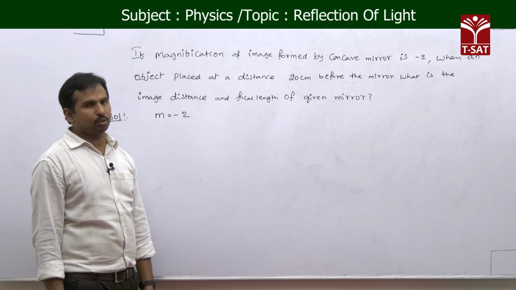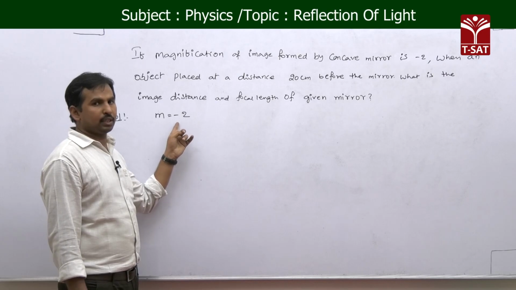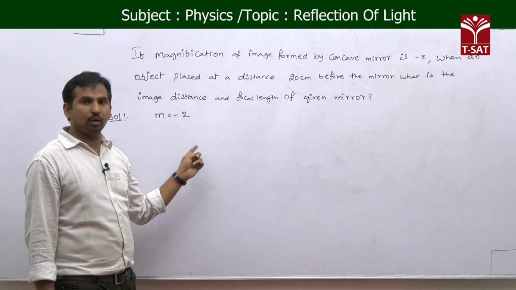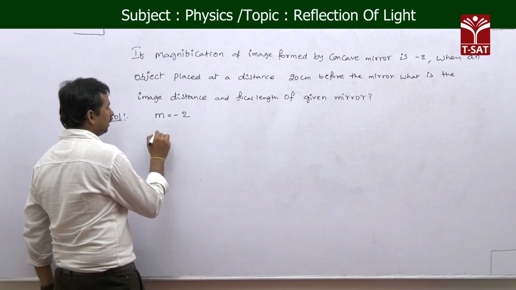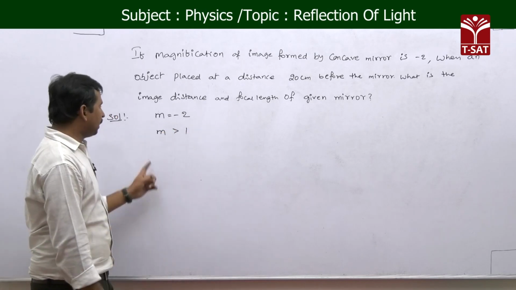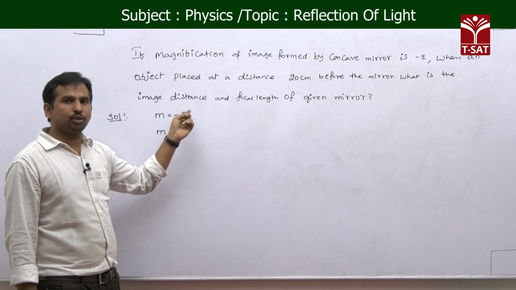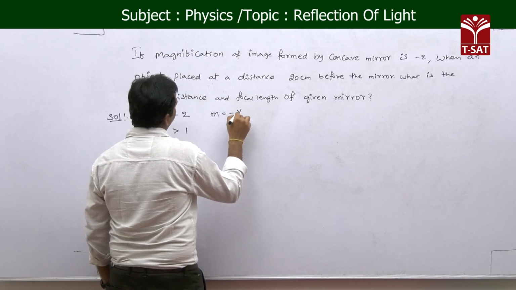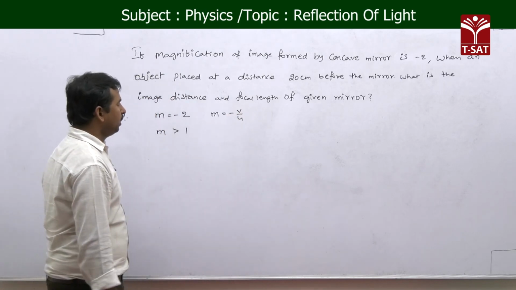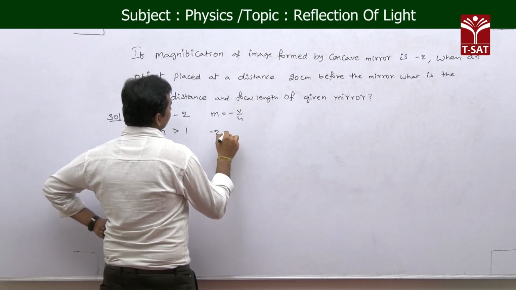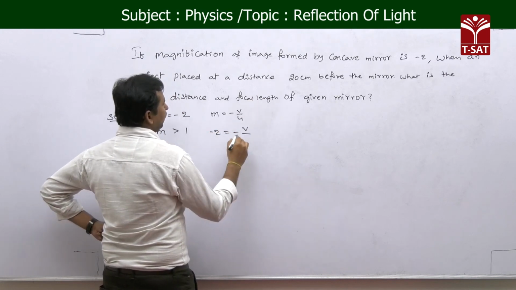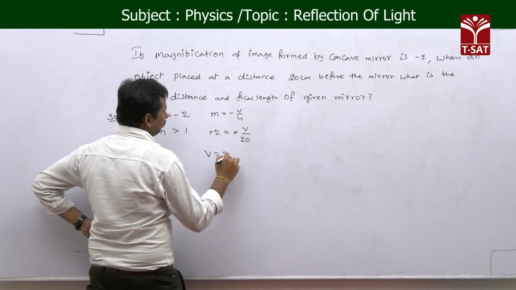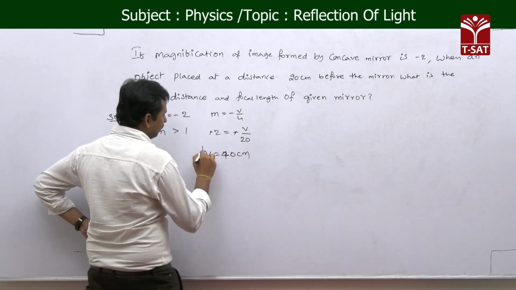If m is equal to minus 2, as I said before, minus represents inverted, and 2 represents a magnified or enlarged image, because the m value is greater than 1. First we have to check that. And not only that, we know that m is equal to minus v by u. Then minus of v by u, where the u value is already given in the problem as 20. Then the minus gets cancelled, and v is equal to 40 centimeters.